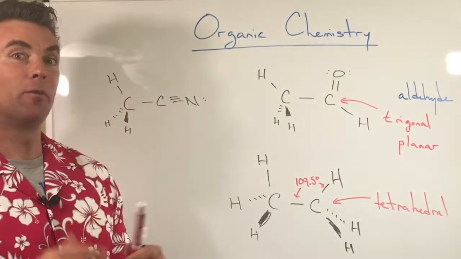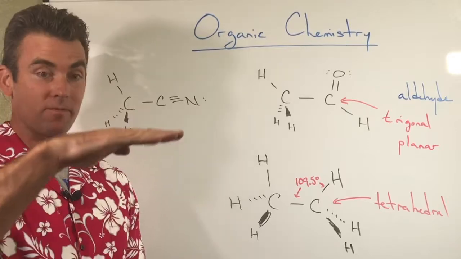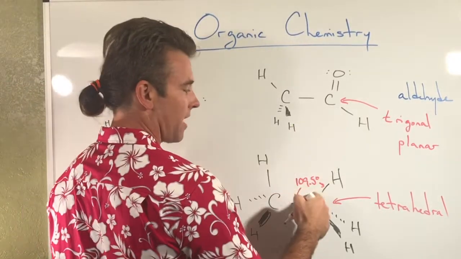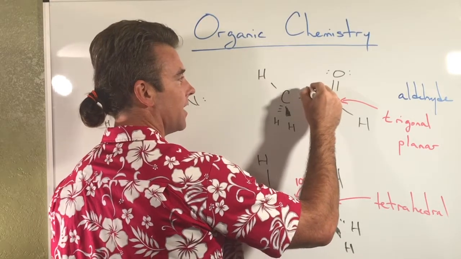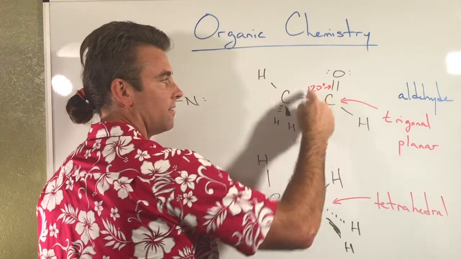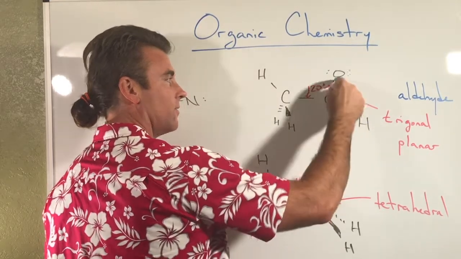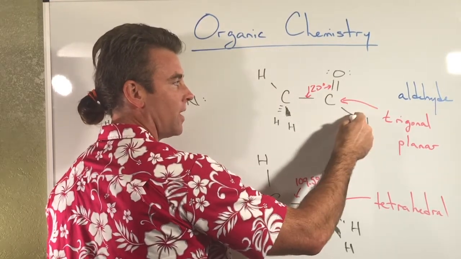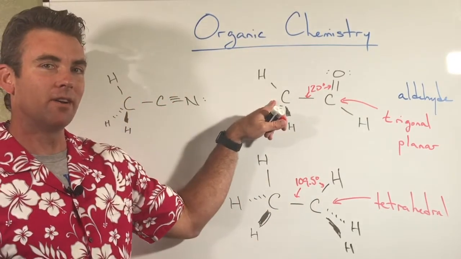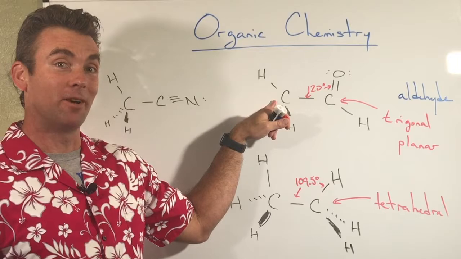And the trigonal planar geometry is called a plane because it just kind of lies flat. And instead of having 109.5 degree bond angles, now there's a 120 degree bond angle right there, and a 120 degree bond angle, and a 120 degree bond angle. But that geometry is very different than this tetrahedral carbon out here that has those 109.5 degree bond angles.